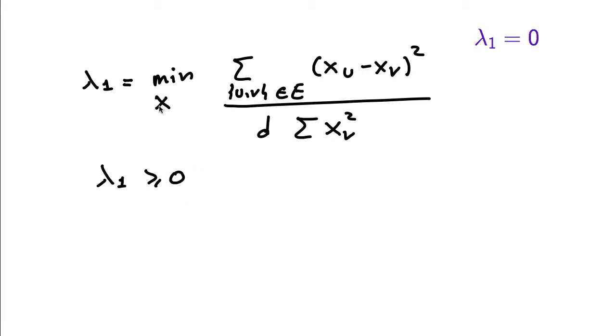We immediately see that lambda 1 has to be greater than or equal to 0, because for every choice of x, both the numerator and the denominator will be sums of squares, so they will be non-negative. But if we pick x to be a vector that is constant everywhere, say it's 1 everywhere, that's a feasible solution. And with this choice, all those differences are 0. So the numerator is 0, the whole expression is 0. And so this shows that actually lambda 1 is equal to 0.